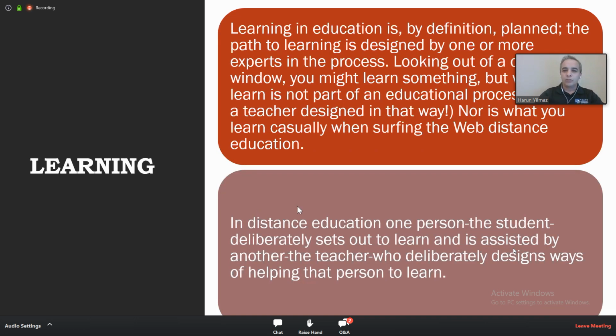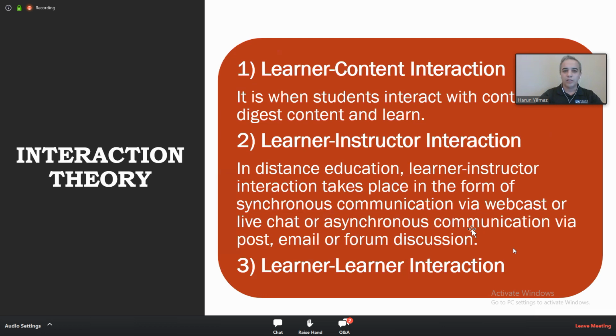And we talked about learning, and also we talked about the interaction theory, which is very important, especially for the online environment. And as you know, there are three different types of learner interaction: learner-content interaction, what you are trying to teach; learner-instructor interaction; and the last one, learner-to-learner interaction, which is very important in terms of the learning outcomes in the online environment.